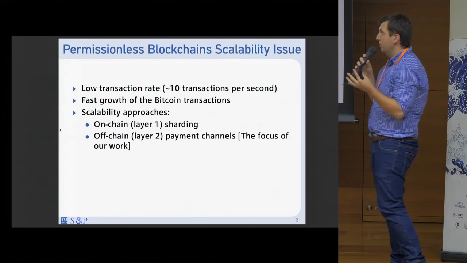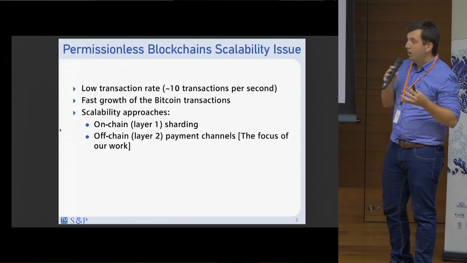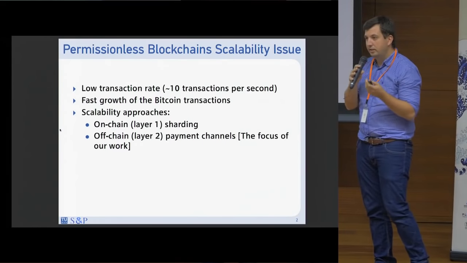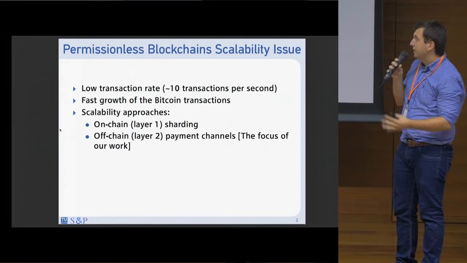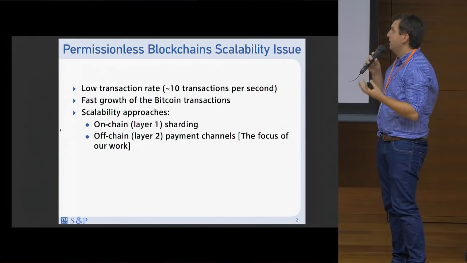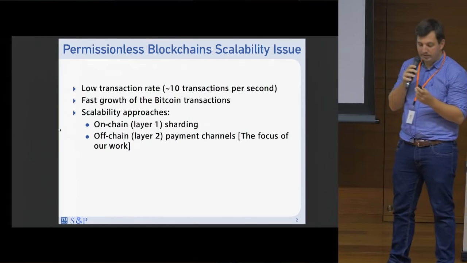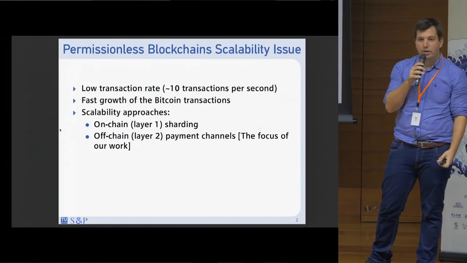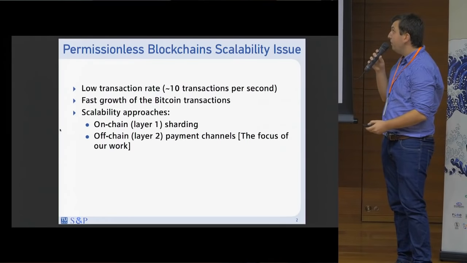So the community has been working on several solutions, several approaches, and we can basically group them in two big groups. One is on-chain solutions, layer 1, sharding, there are many names for that. And the second direction is what is called off-chain payment channels, so layer 2 solutions. And this is going to be the focus of what I'm going to talk to you about today.